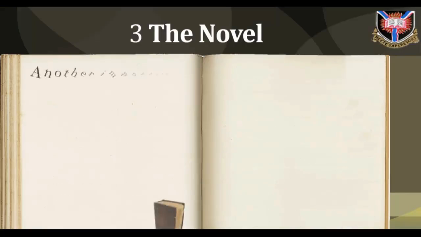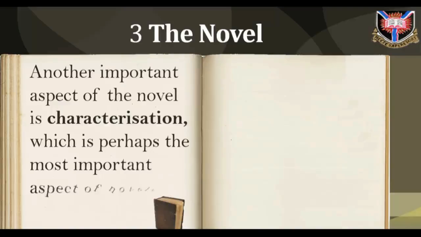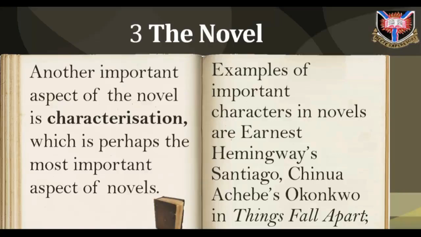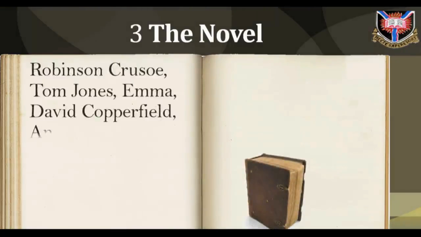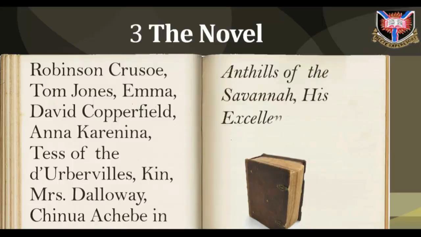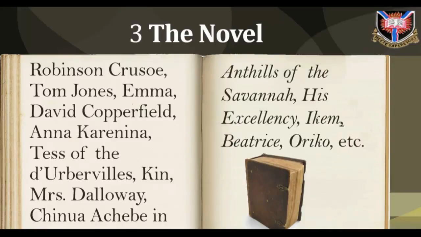Another important aspect of the novel is characterization, which is perhaps the most important aspect of novels. Most of us can recall characters from novels we have read over a long period of time more easily than the stories or even the titles and the authors. Examples of important characters in novels are Ernest Hemingway's Santiago, Chinua Achebe's Okonkwo in Things Fall Apart, Robinson Crusoe, Tom Jones, Emma, David Copperfield, Anna Karenina, Tess of the d'Urbervilles, Mrs. Dalloway, and in Anthills of the Savannah, His Excellency, Ikem, Beatrice, and many more.